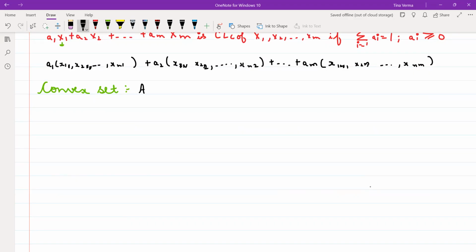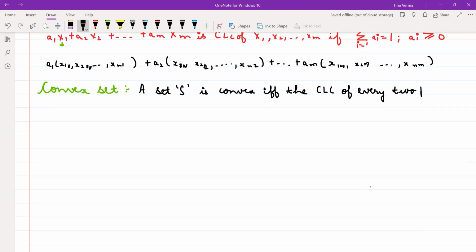You say a set S is convex if and only if the CLC (convex linear combination) of every 2 points of S belongs to S. So this is the theoretical definition of a convex set.